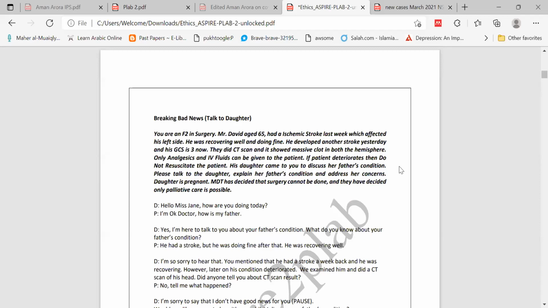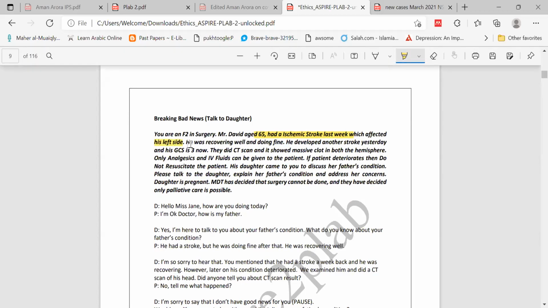Again, we have UNF2 in surgery. Mr. David, 65, had an ischemic stroke last week, sorry, affected his left side. He was recovering well and doing fine. He developed another stroke yesterday and his GCS is 3 now.